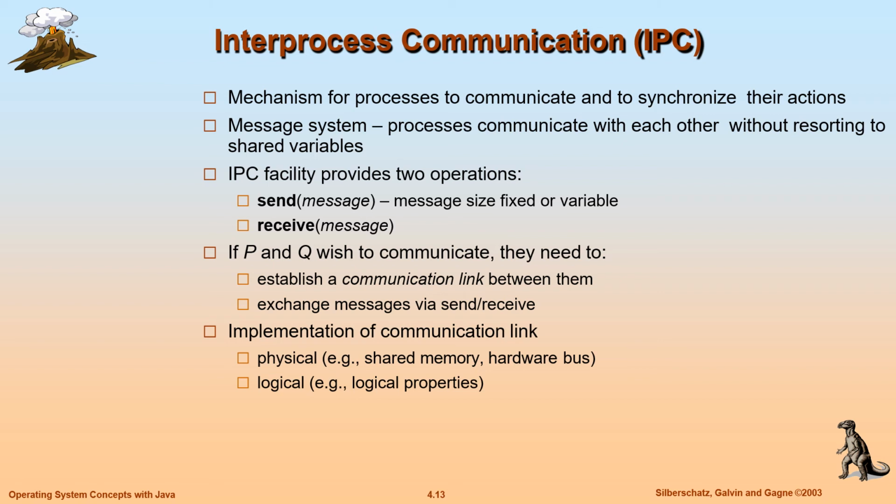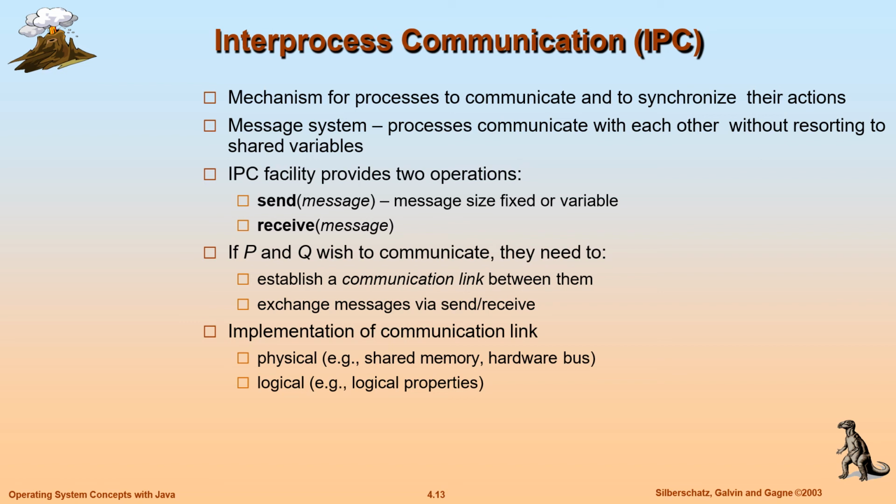Now let us see the message passing system. Message passing provides a mechanism to allow processes to communicate and to synchronize their actions without sharing the same address space. It is particularly useful in a distributed environment where the communicating processes may reside on different computers. Consider, for example, a chat program used on the World Wide Web: one participant lives somewhere, the other participant lives somewhere else in the world.